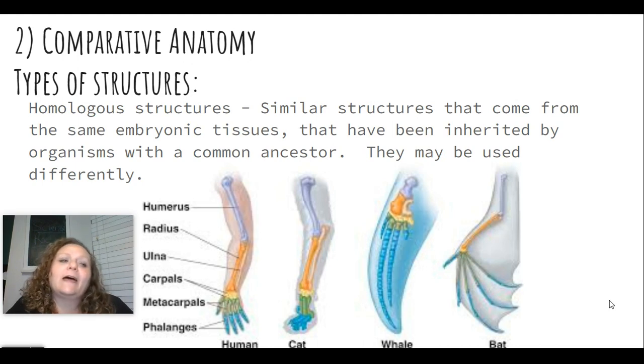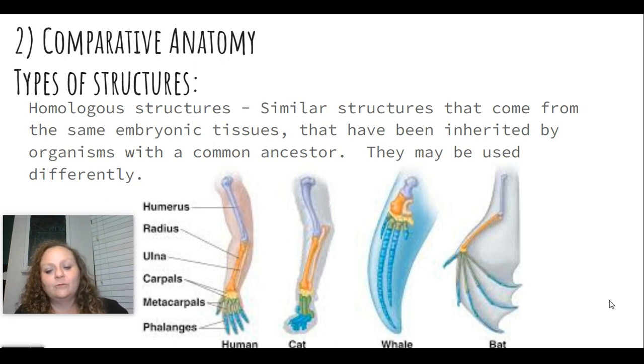Usually with comparative anatomy and homologous structures, what we're really talking about is structures that we know were shared by a common ancestor, which is why all the different organisms have that structure, but they're often used differently. The example that we're giving here is our human arm. Cat legs, whale flippers, and bat wings are all used differently, but they all actually evolve from the same common ancestor.